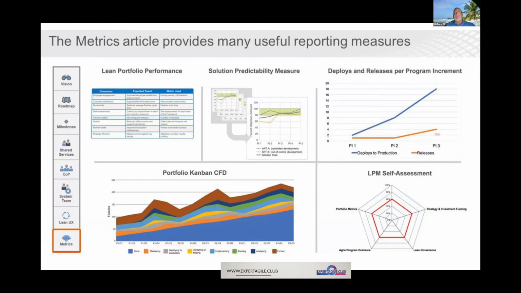And then we can take a look at the lean portfolio management self-assessment. How much progress are we making? Are we making progress on our self-assessment? So in this example, the red in the middle there, it's kind of middle of the range. When it gets out to the very outside of the pentagon, then we're performing at a high level.